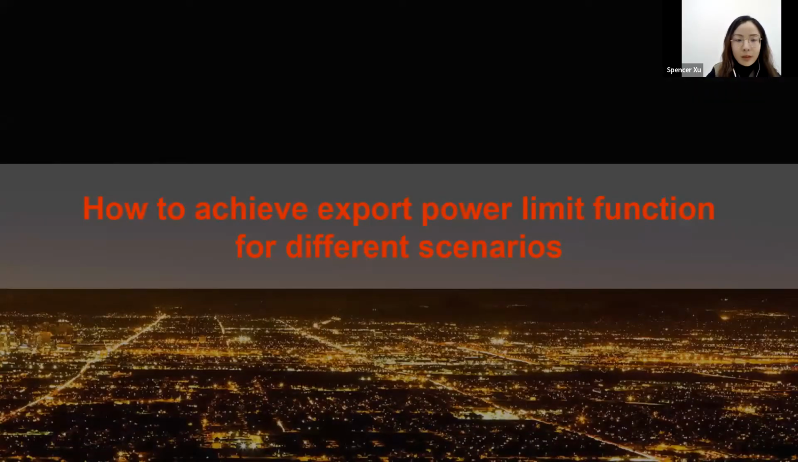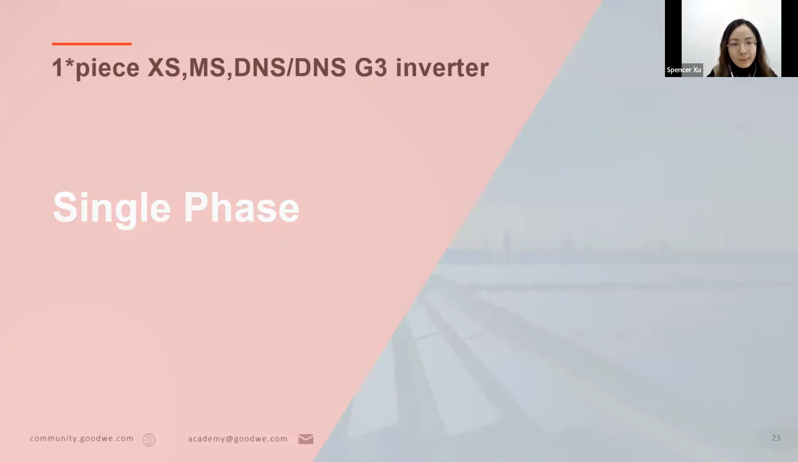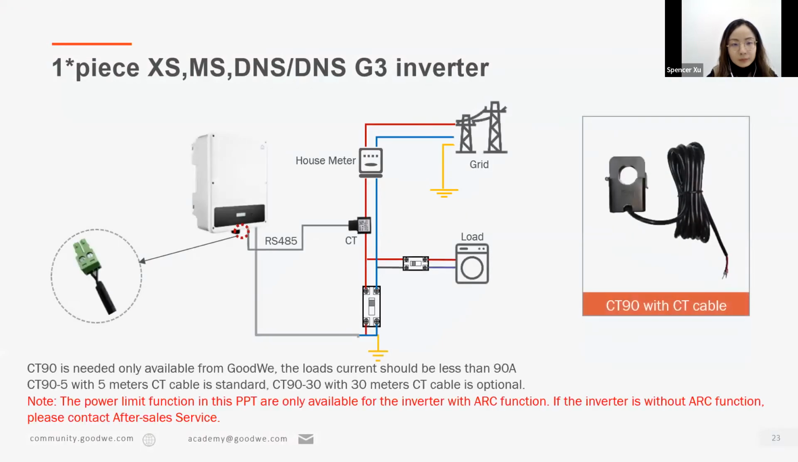Okay, next, let's look at how we can achieve this export power limit function for different scenarios in detail. So first, let's look at the single phase cases. Here is a case for a one-piece single-phase inverter. So this can be XS, MS, DNS, or the DNSG3. All of them are single-phase inverters. So in this scenario, we have only one single-phase inverter.